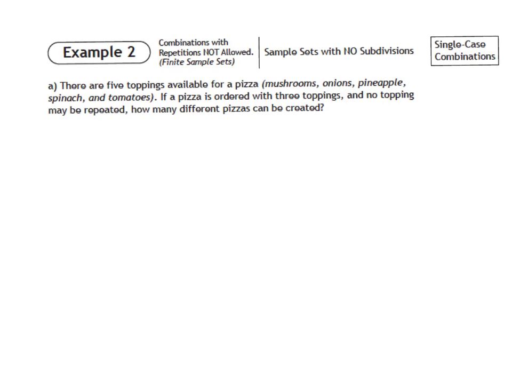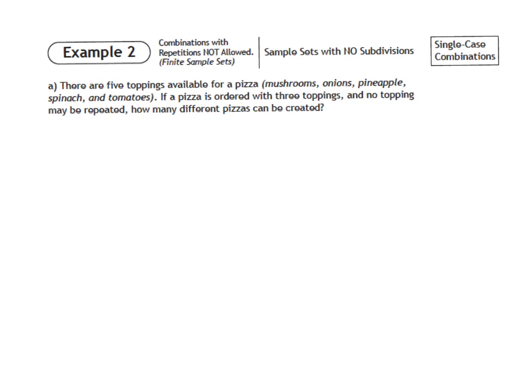There are 5 toppings available for a pizza: mushrooms, onions, pineapple, spinach, and tomatoes. If a pizza is ordered with 3 toppings and no topping may be repeated, how many different pizzas can be created? So combination, right? Although some people may argue, it doesn't matter whether you put the mushrooms or the onions on first. It doesn't matter whether you put the tomatoes and then the pineapple, or the pineapple then the tomatoes.